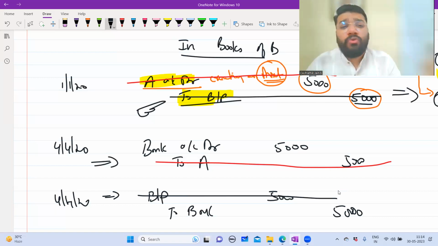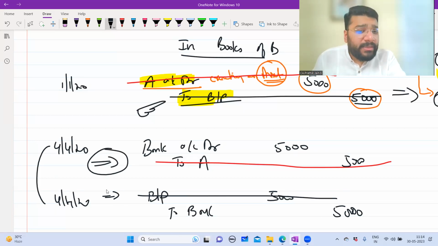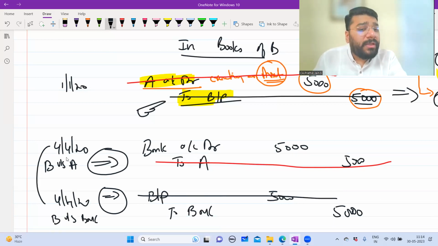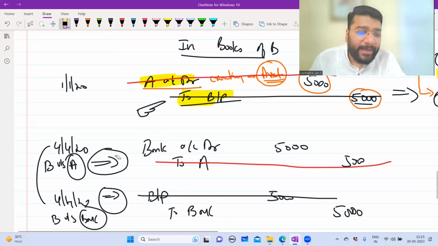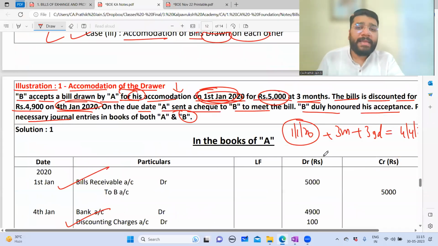The answer is no, because the question Subiksha is asking is, sir, can we combine both these entries? I will not recommend it. Why? Because this is an independent transaction between B and A, and this is a transaction happening between B and the bank. A is a different party, the bank is a different party. So my dear friend, we cannot do it. Moreover, if you combine both entries, it becomes very difficult for some people to understand what has been done. So it is always advisable to record separately. Am I clear? Subiksha? Yes, sir. Perfect.